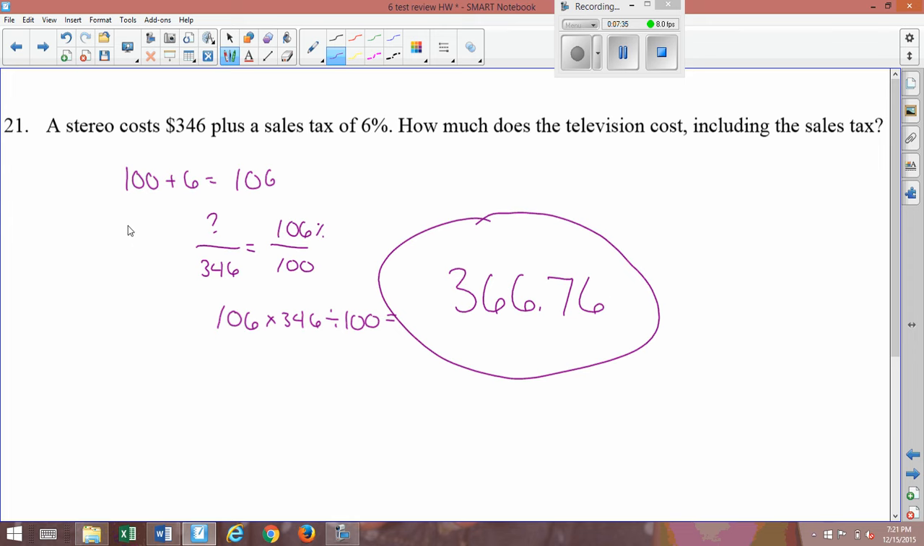A stereo costs $346 plus 6% tax. How much does the television cost? I don't know because they said stereo and now we're at television. But anyways, 100 plus 6 is 106%. So we're finding 106% of 346. Crisscross divide, you end up with $366.76.